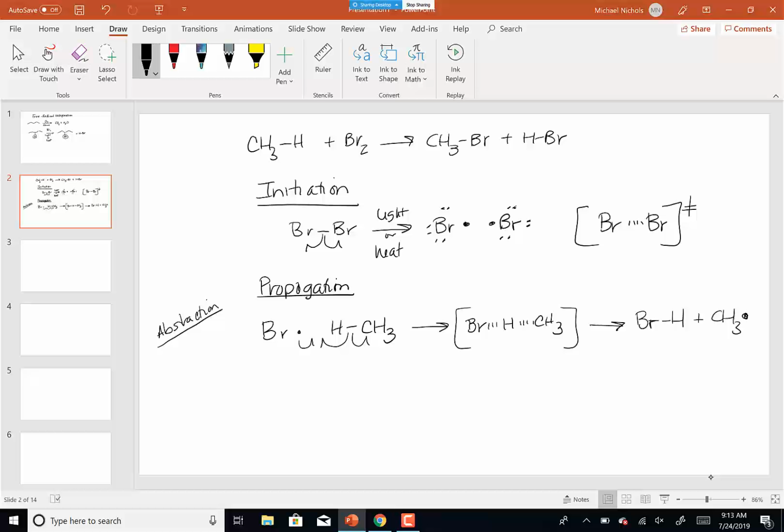So normally when we write transition state, we put in the bonds and the charges. Do I have any charges so far? No. So there's no charges to put in the transition states, because this is all neutral radicals. Okay. So there's step one. So I just made a methyl radical.